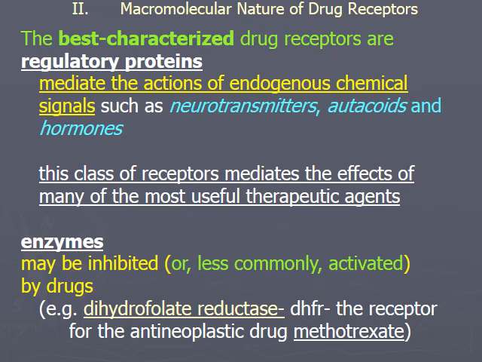So you have these different groups of proteins. And the first that we'll talk about are called regulatory proteins. And so if you're a regulatory protein, you're doing something in the cell to regulate its function. Right? You're doing something that regulates function. And so examples of regulatory proteins could be endogenous chemical signals that a cell releases. Things like a neurotransmitter, autocoid, or hormones are all examples of regulatory proteins.